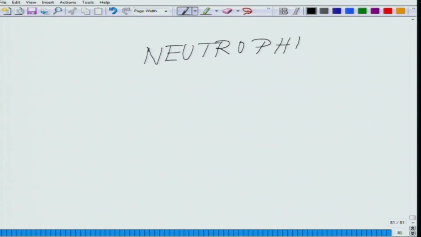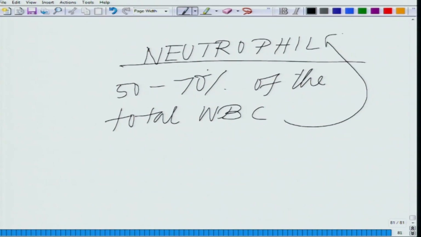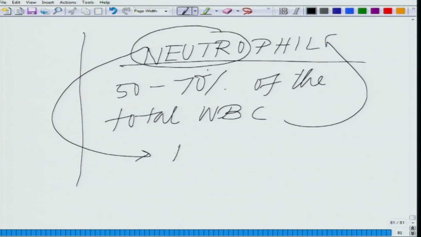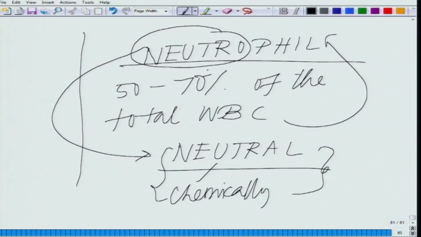Neutrophils are bigger than others, and basically 50 to 70% of the total WBC is neutrophil. Okay. So, if you break this word, neutro means they are neutral, neither acidic nor basic, they are chemically neutral. So, basically you cannot stain them with either an acidic dye or a basic dye.